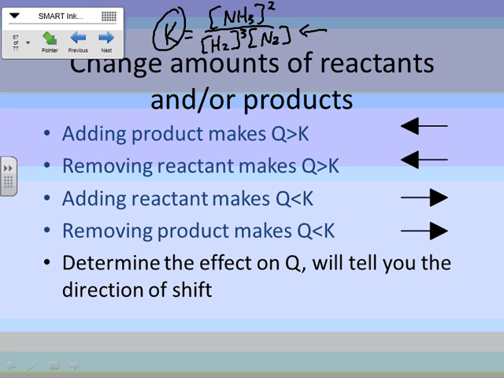If you determine the effect on Q, that will tell you the direction of the shift. Okay, so that's one way to do it. The other way, I mean, honestly, is just sort of any problems they throw at you on the AP exam, you can kind of think about what's going to happen to the equilibrium, and usually you can give a good enough explanation just by explaining that if we remove a reactant, that's going to shift the equilibrium back towards the reactants. If we add a reactant, it's going to push the equilibrium towards the products. Okay.